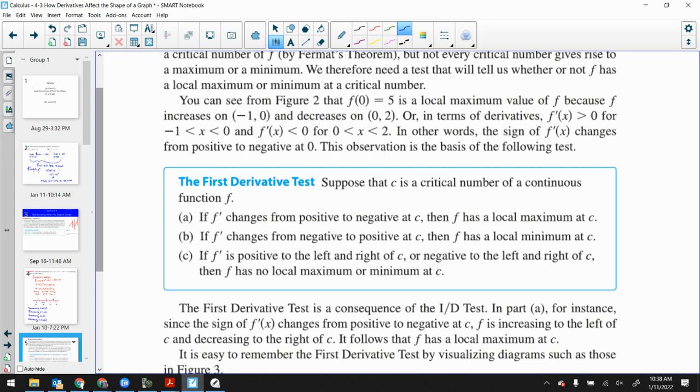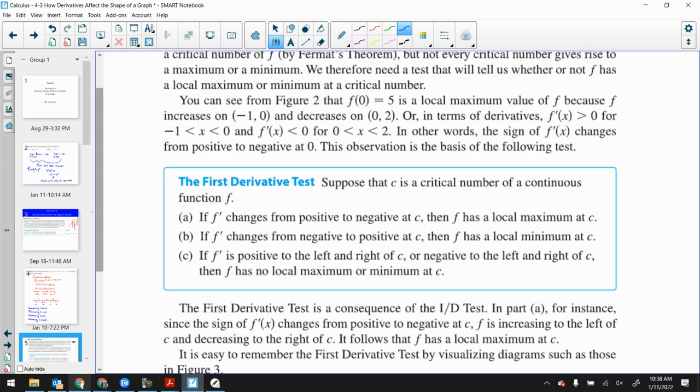Same thing if it was negative. If it's negative to the left and to the right, then it would be decreasing, leveling out, still decreasing. It does not increase back up again, so therefore there's no local minimum. It just keeps going down, just kind of like snakes down. It bends down and then goes down.